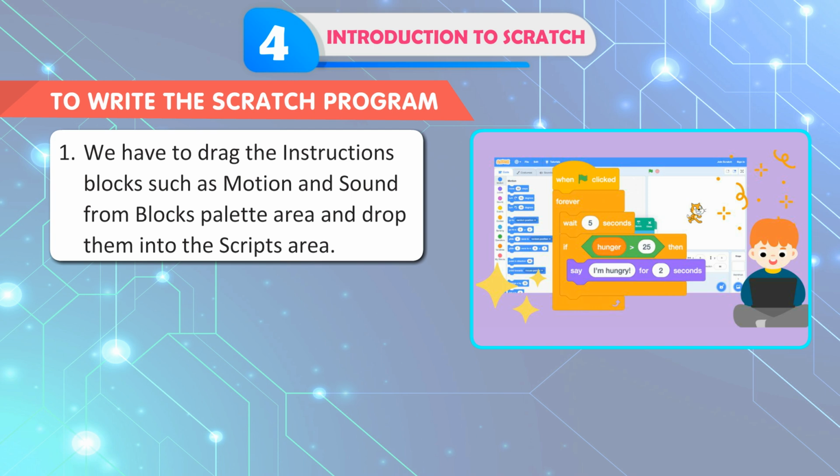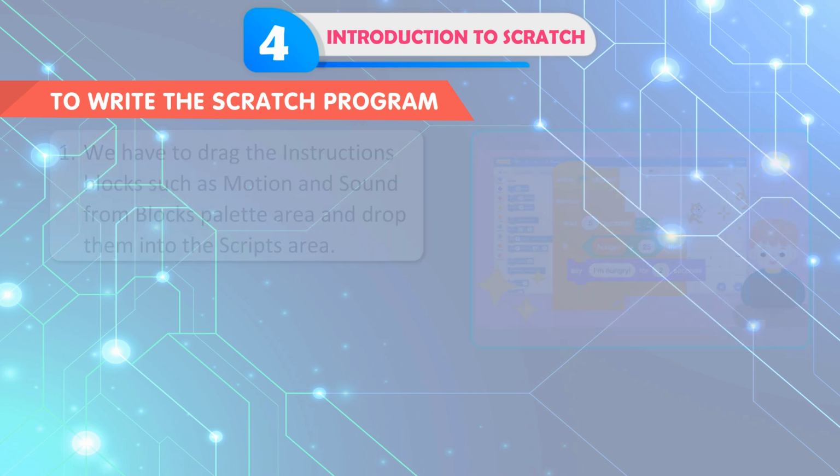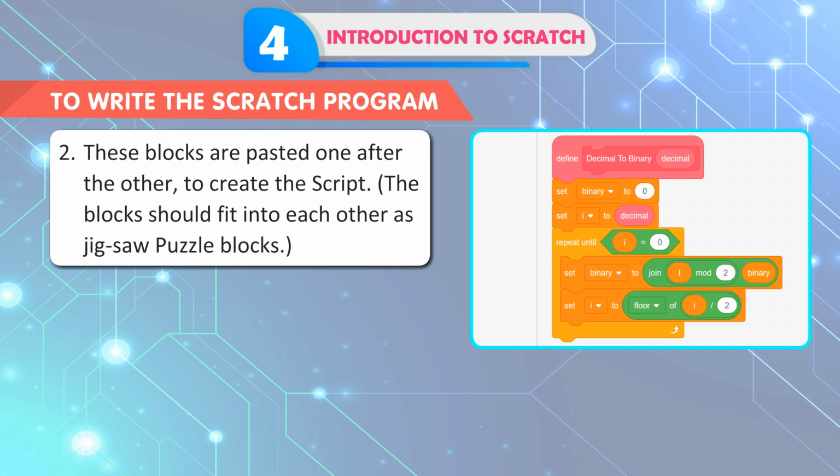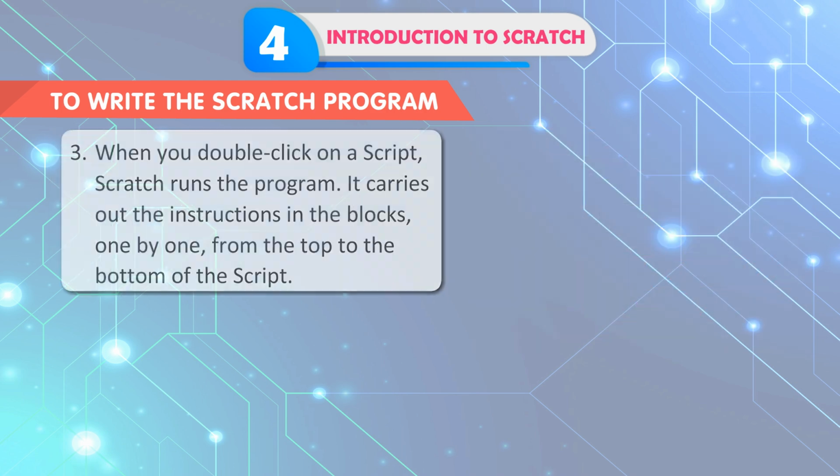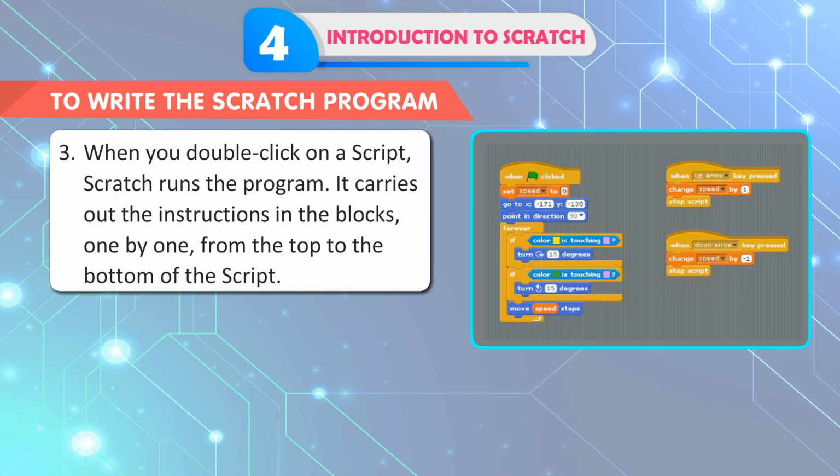To write the Scratch program, 1. We have to drag the instructions blocks such as motion and sound from the blocks palette area and drop them into the scripts area. 2. These blocks are pasted one after the other to create the script. The blocks should fit into each other as jigsaw puzzle blocks. 3. When you double-click on a script, Scratch runs the program.